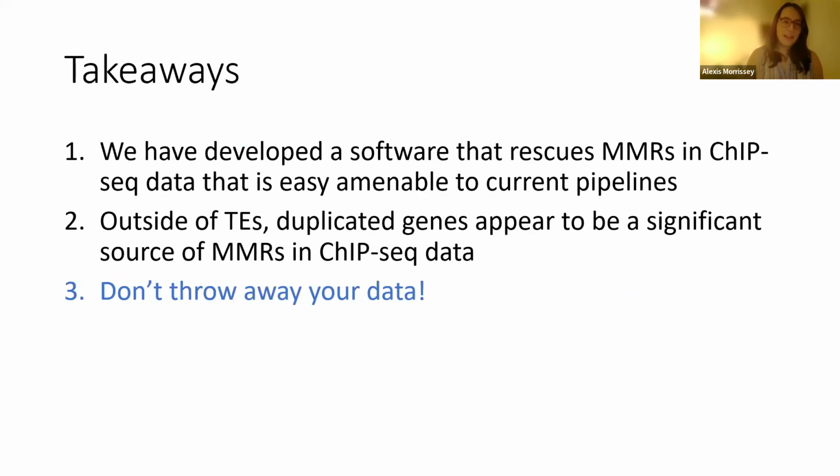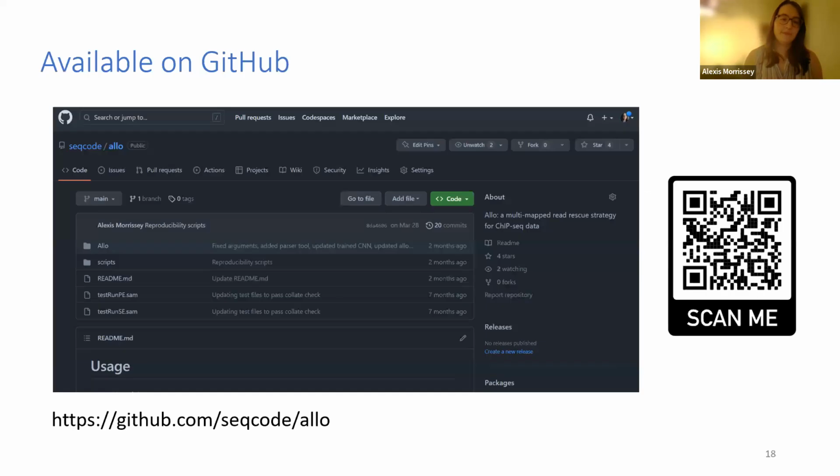Some big takeaways: number one, we developed a software that rescues multi-map reads in ChIP-seq data, and it's easy to put in any current pipeline. Number two, outside of transposable elements, it appears, at least to us, that duplicated genes are a significant source of multi-map reads in ChIP-seq data. And number three is don't throw away your multi-map reads, because you're getting rid of a lot of biological significance when you do that.